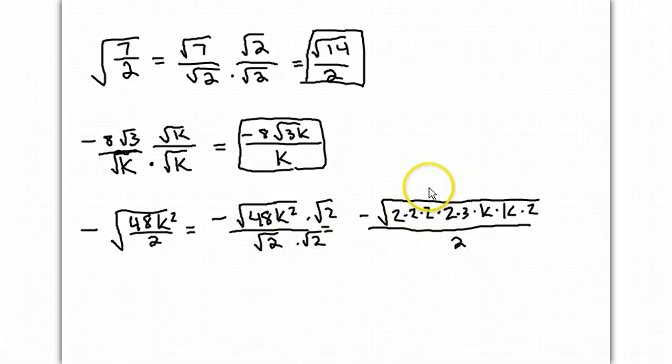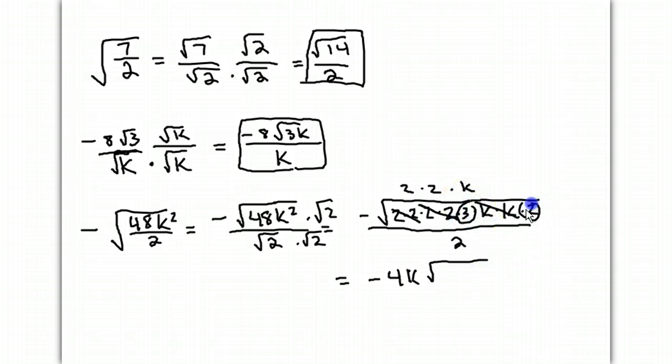Now, the things you can pull out of a square root are squares. So these two 2's will come out as 1, 2. These two 2's will come out as 1, 2. And then these 2 k's will come out as 1k. So you multiply all that together, and in the front you have a negative 4k square root of what's left under there, which is the 3 and the 2. So 4k square root of 6, and all of that is divided by 2.